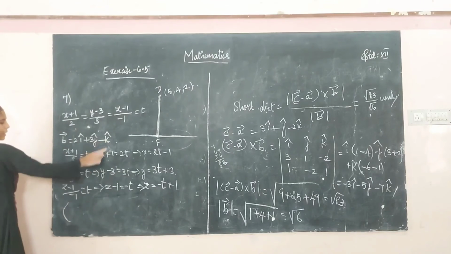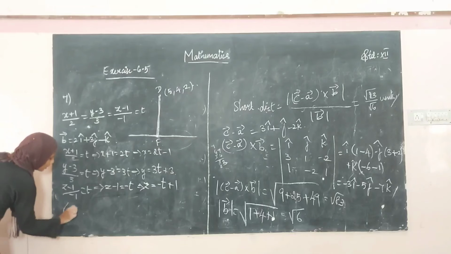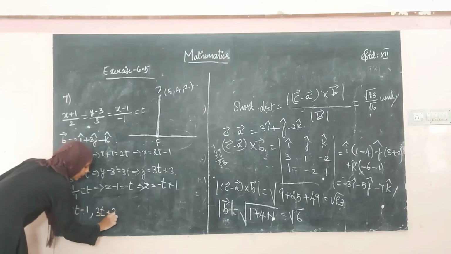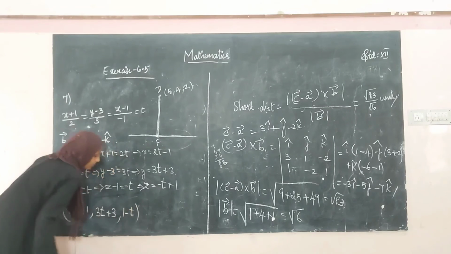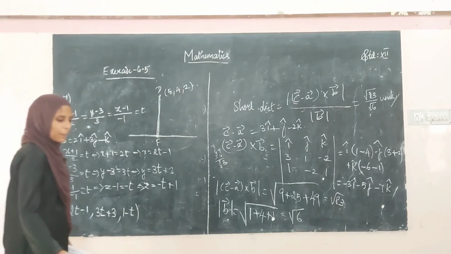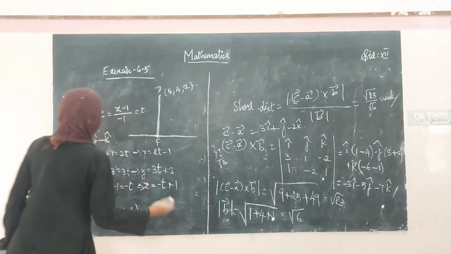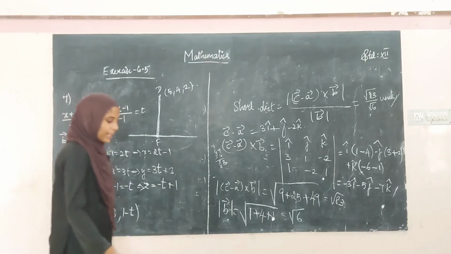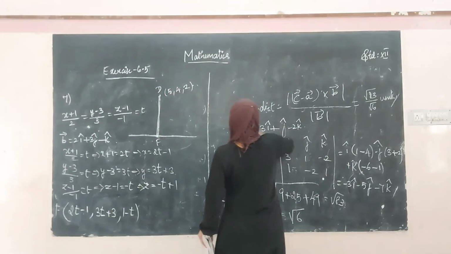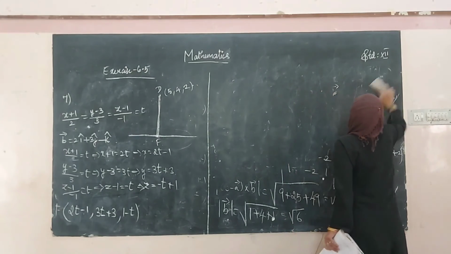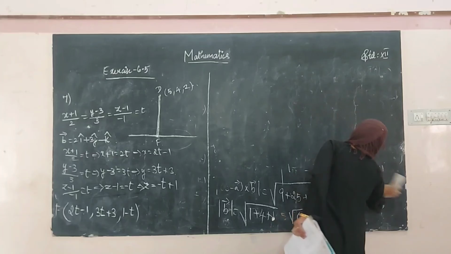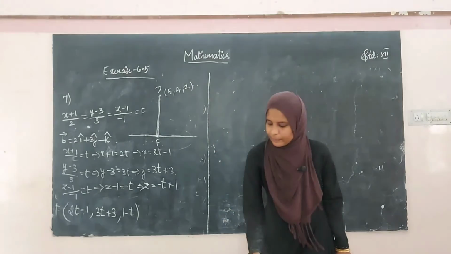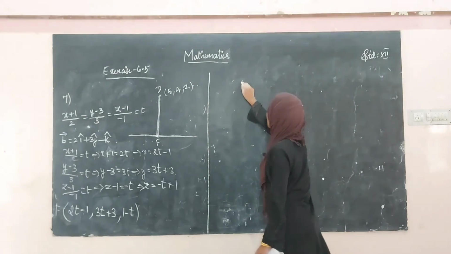Okay, so what are the points we are getting? The point on this line is (2t minus 1, 3t plus 3, 1 minus t). We are getting it, right? So we can take this as the F point. Using that F point, shall we write the OF vector? Okay, so using this point, we can write the OF vector.